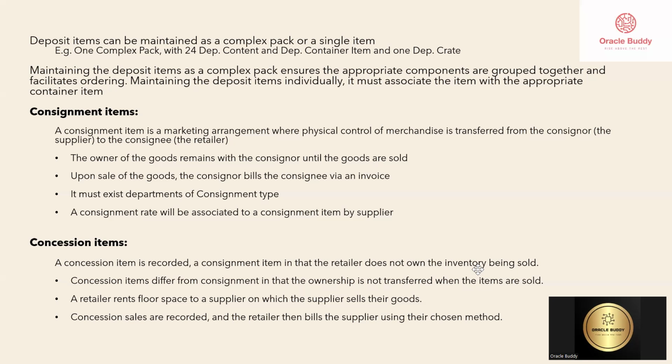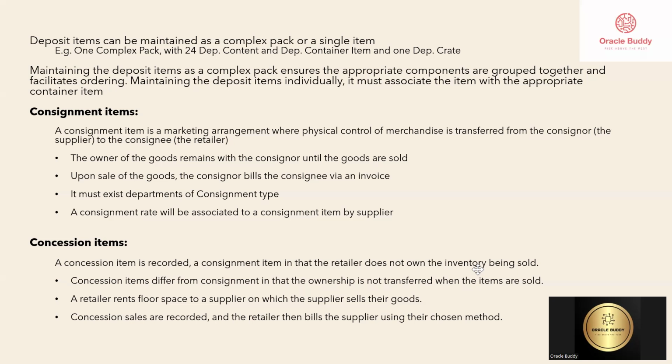So here what is happening in concession is that the retailer doesn't own the inventory. It's basically renting a floor space. So the supplier will rent a floor space and put its items there. Once the item is sold, they give the agreed percentage of the sale, or basically the rent for the floor space, to the retailer.